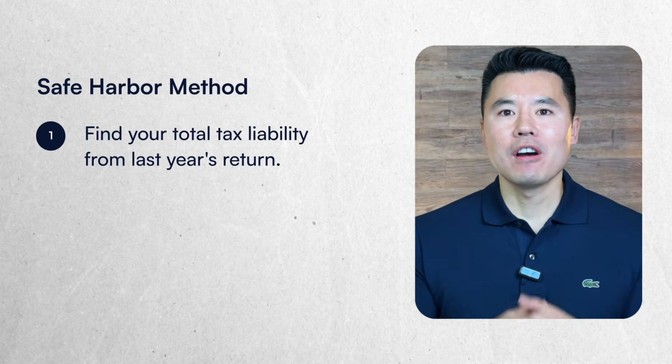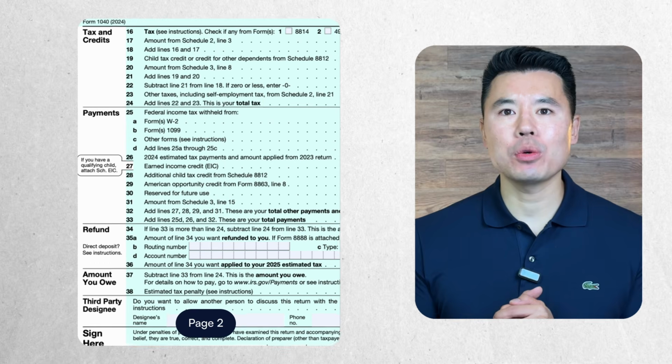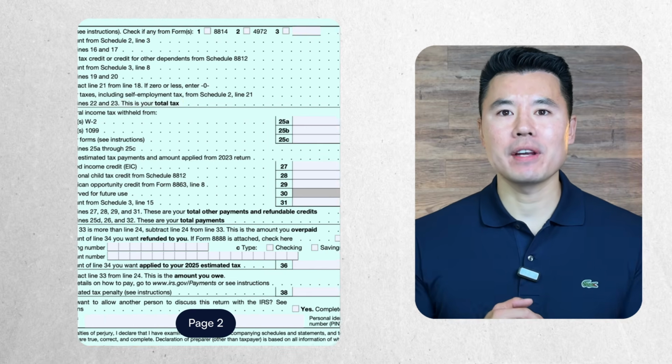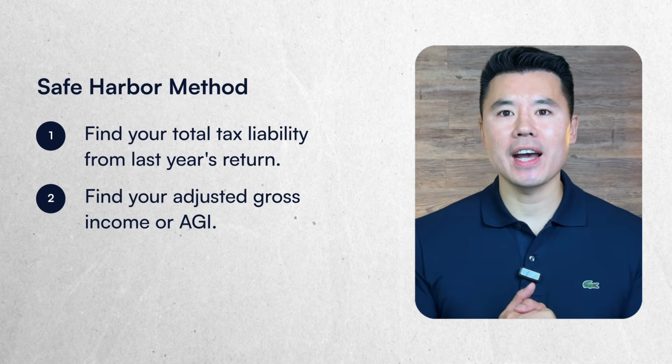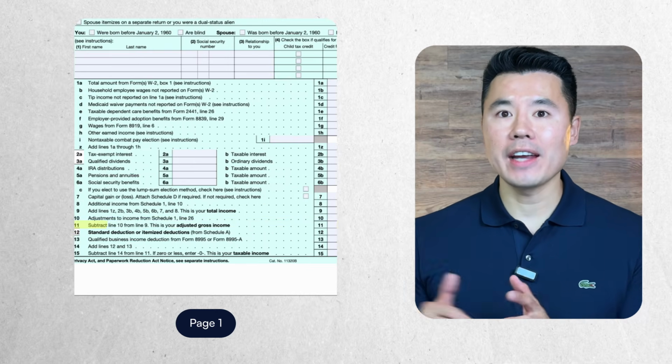Step number 1, find your total tax liability from last year's return. This is going to be on the Form 1040, page 2, line 24. Line 24 on page 2 of the Form 1040. Get that number. Step number 2, find your adjusted gross income, also known as AGI. This is also on the same form, but page 1, line 11.